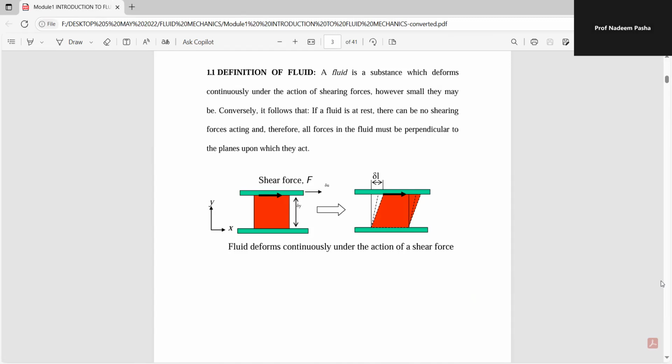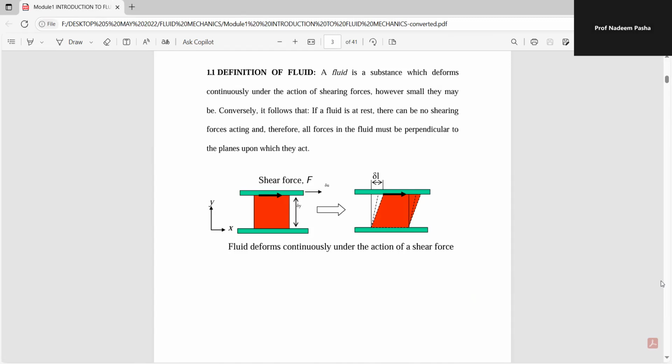How we are defining fluid: it is a substance which deforms continuously under the action of shearing forces. So if shearing forces are there, what they are doing is deforming the fluid continuously. Conversely, it follows that if a fluid is at rest, there can be no shearing force acting, and therefore all forces in the fluid must be perpendicular to the planes upon which they act. See here, as we have stated, fluid mechanics is nothing but the study of fluids in motion as well as at rest.